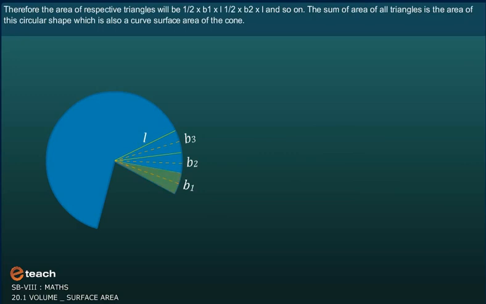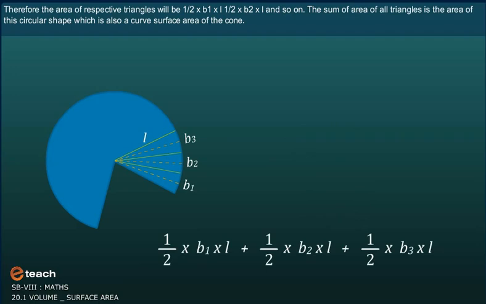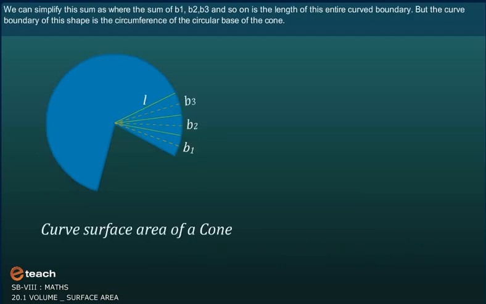Therefore, the areas of the respective triangles will be 1 by 2 multiplied by B1 multiplied by L, half multiplied by B2 multiplied by L, and so on. The sum of the areas of all the triangles is the area of this circular shape, which is also the curved surface area of the cone. We can simplify this sum, where the sum of B1, B2, B3 and so on is the length of this entire curved boundary. But the curved boundary of this shape is the circumference of the circular base of the cone.